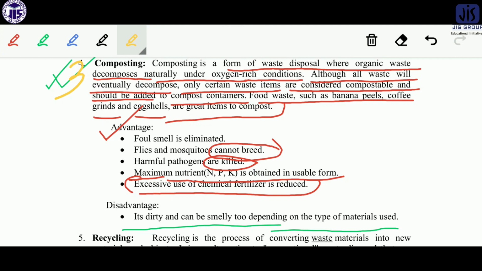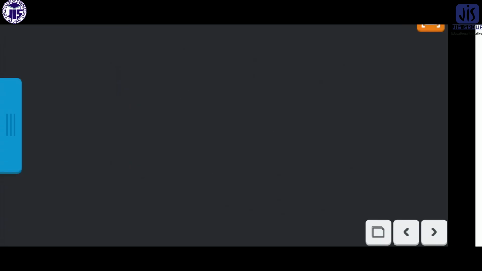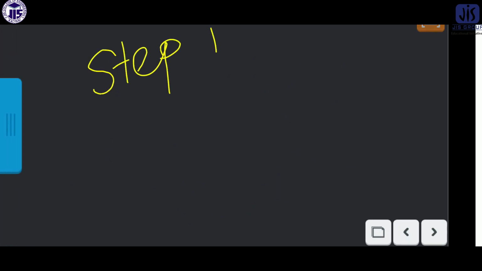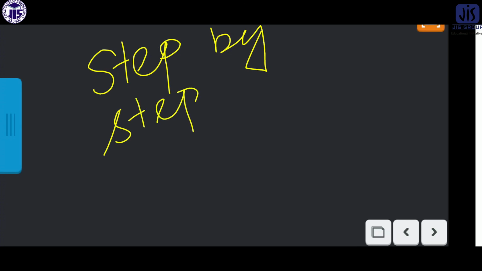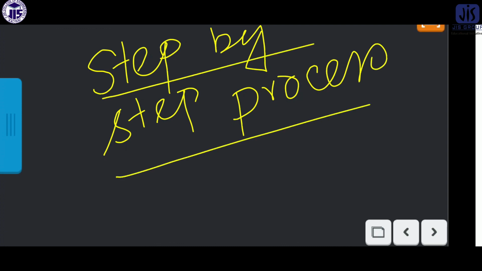Let me summarize the overall topics we discussed today. First of all, we discussed the step-by-step process of solid waste management, which you can also call municipal solid waste management. There are so many steps, which we discussed one by one, starting from collection to storage, then transportation, then recycling, and obviously then the disposal method. By this process we can control the generation of solid waste.